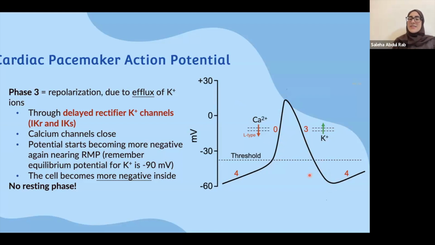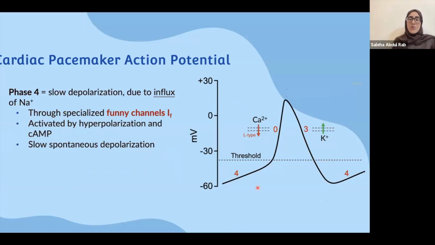And the inside of the cell is now negative. It's reaching the equilibrium potential for potassium. And there's no resting phase. So immediately we move on to phase 4. Phase 4. Now, this is the tricky part that I was mentioning earlier. It's a little bit confusing, so just stay with me. Phase 4 is a slow depolarization phase, and different ion channels are involved here.